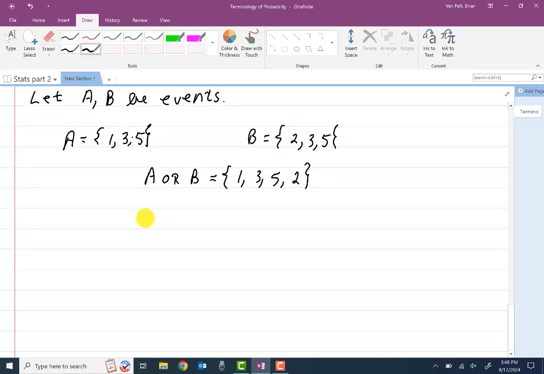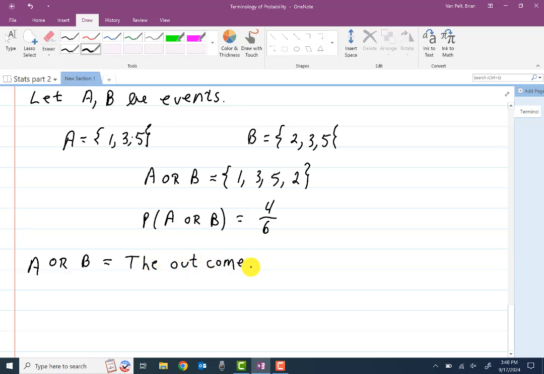And then if I want its probability, well, there are 4 items in this event out of a total of 6 items. So when you write this, A or B, that equals the outcomes in A with any additional outcomes from B.